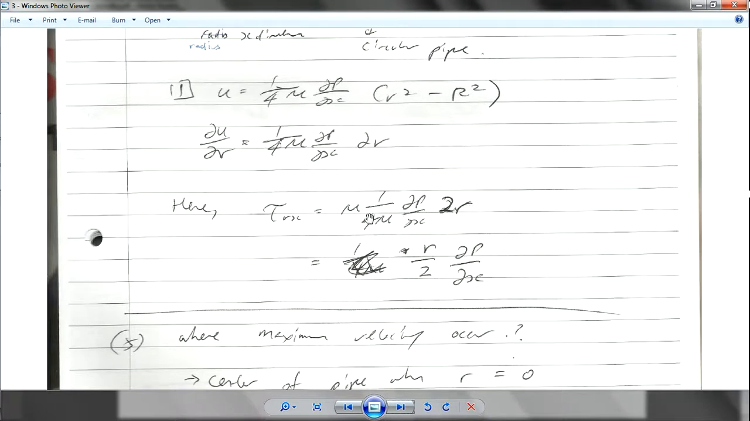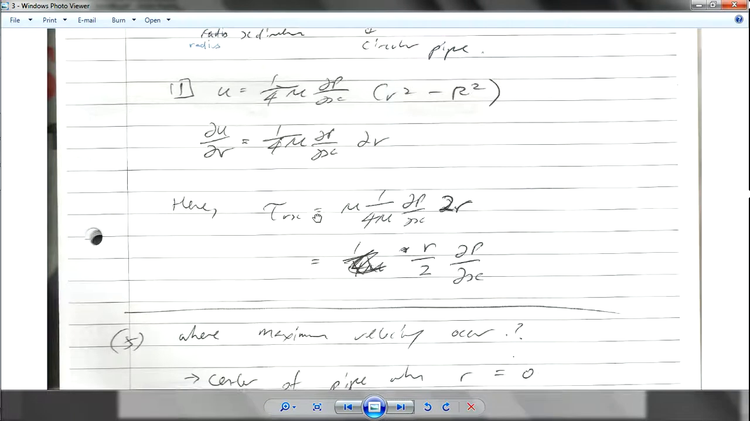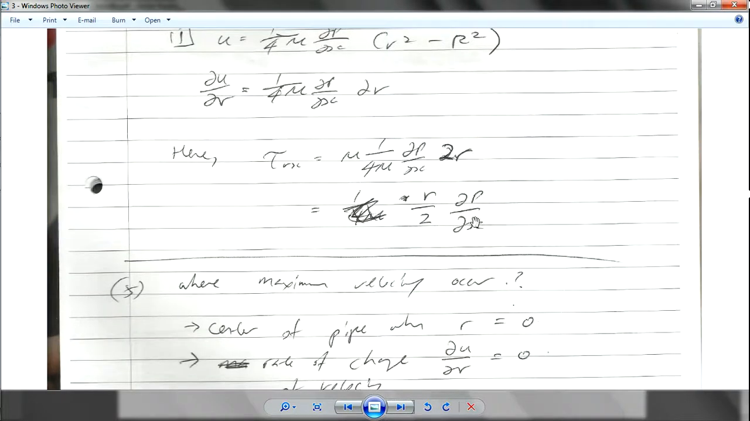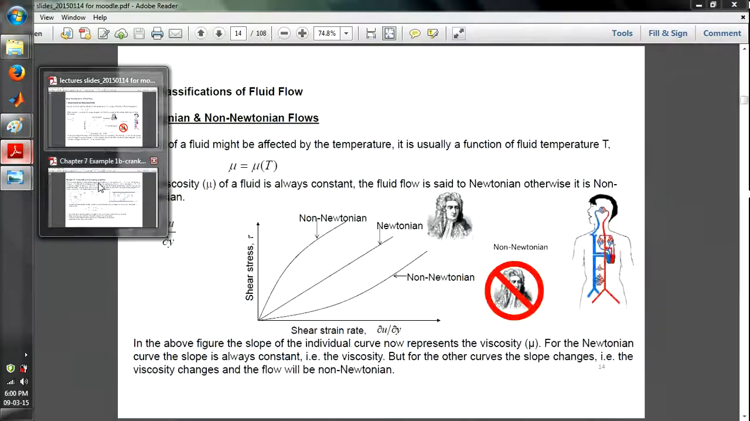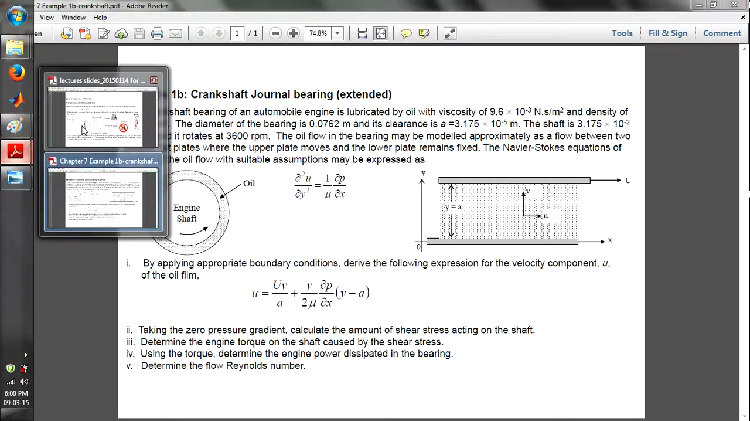So 2 divided by 4 will have half r partial p partial x. Okay, and then this nu and the nu over here will cancel, so therefore you have this thing over here, and this is your shear stress. Your shear stress is also dependent on the pressure gradient. So we have cleared away the shear stress already. It is quite straightforward. I hope you understand the shear stress part.